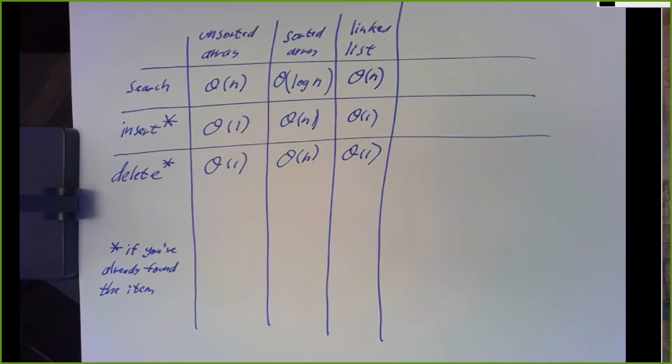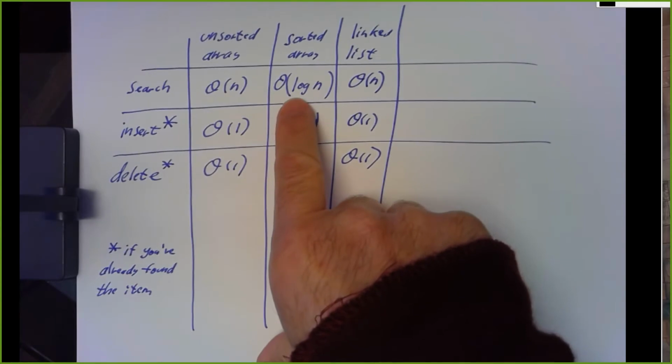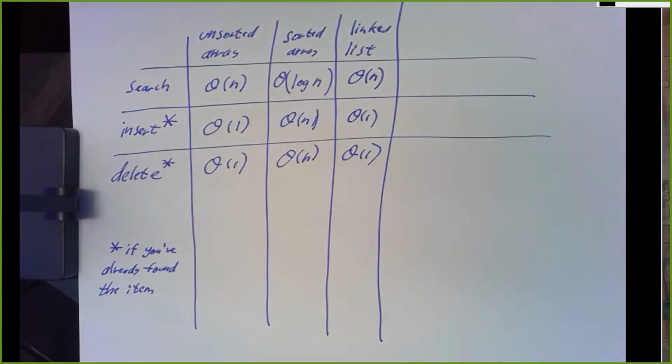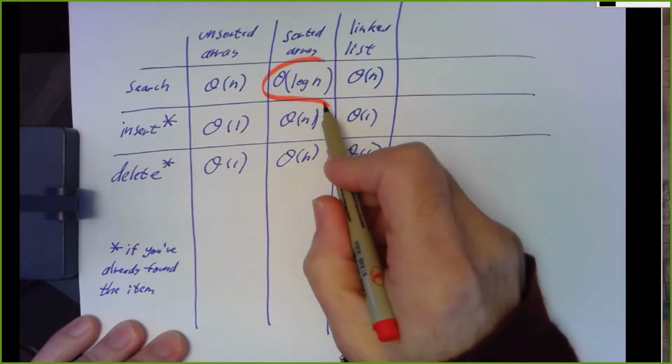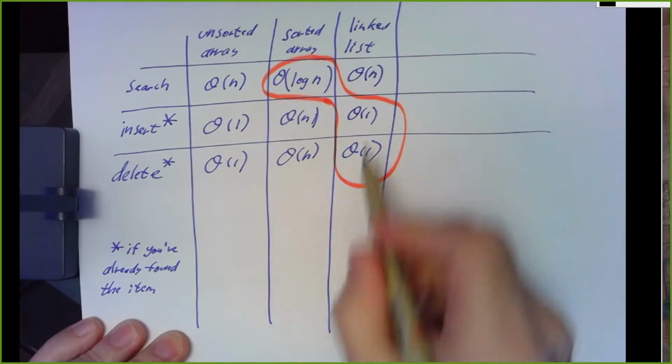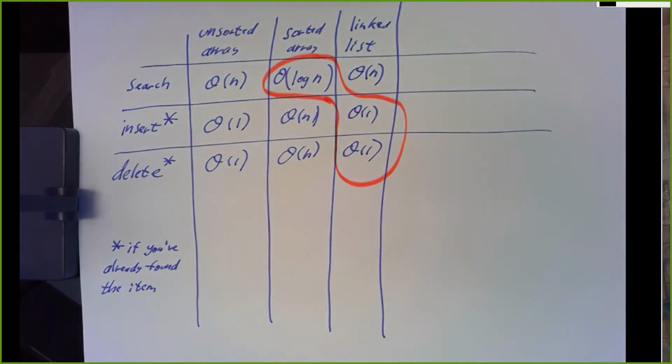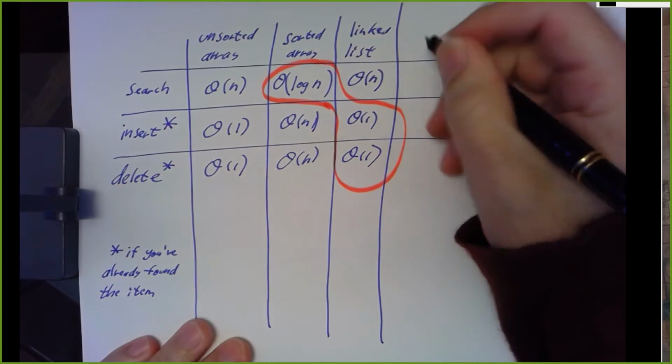So these are our choices right now. We have one approach to doing search that's really good, which is to keep the data sorted. That gets us log n. So we like that. But we'd like to somehow get this order 1 for insert and delete. So this is our goal.